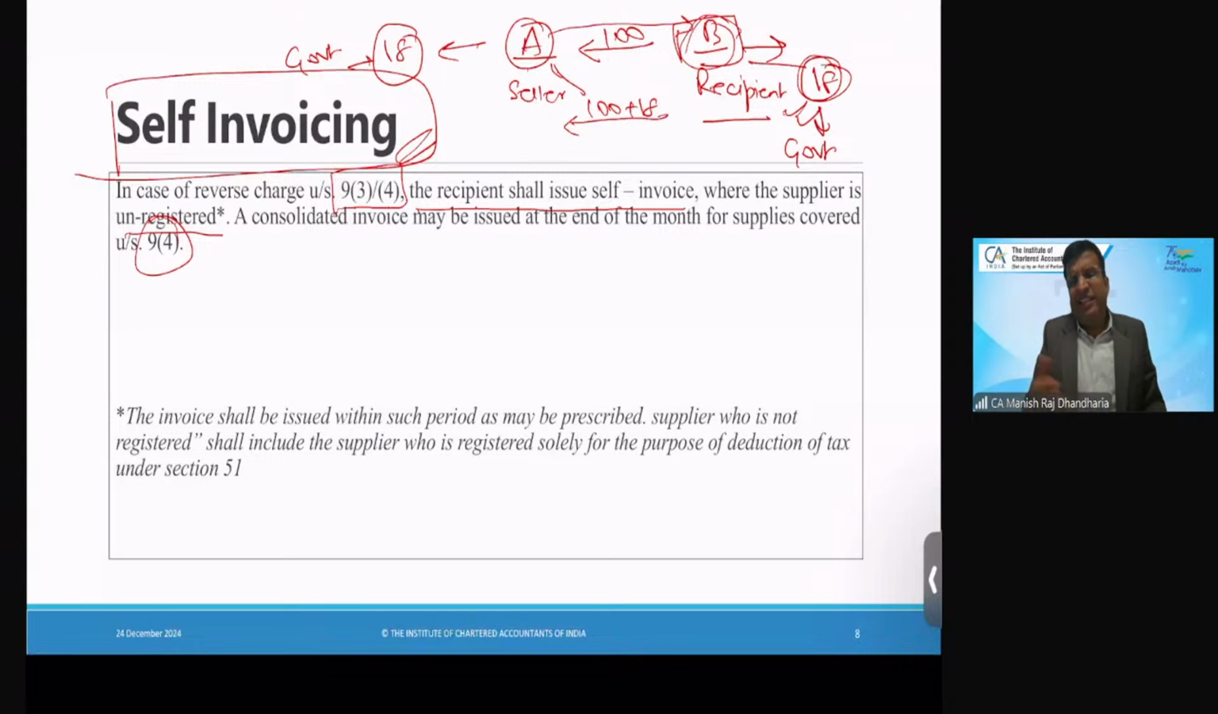Yes, he can take temporary registration if he feels the service will not recur. Fine. So this is the concept of self-invoicing. I hope it is clear till here.